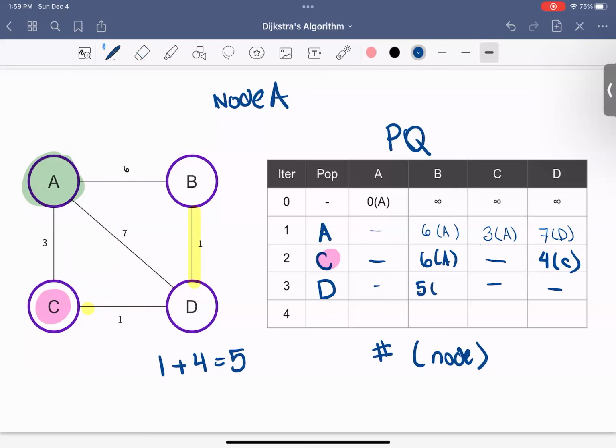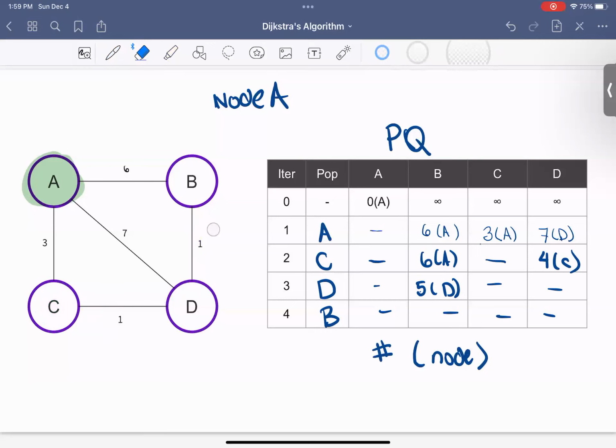So we're going to put 5. And how we got there was first going through D. So we're going to put that in there. And finally, the last thing, we're going to just pop one last time. And that's just going to bring us to B. And we have consumed everything. So now we see the shortest path to every single node.